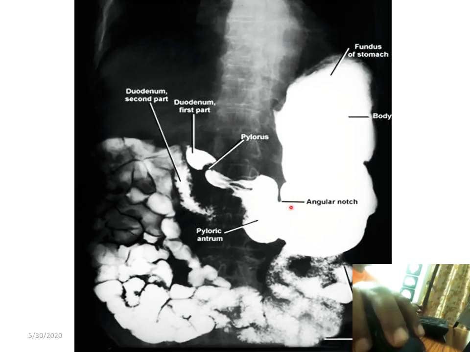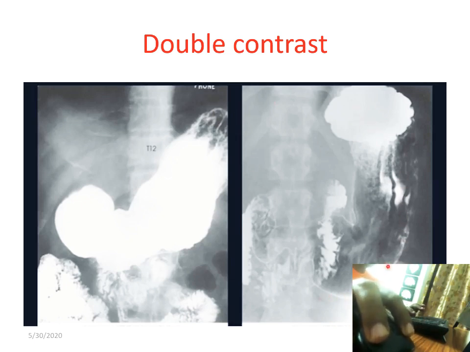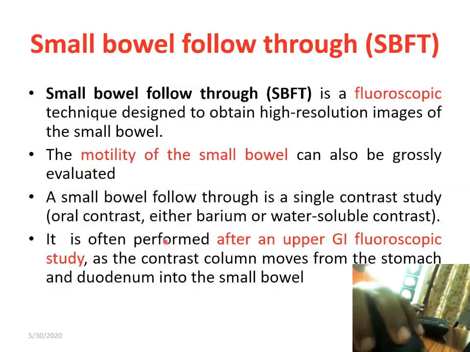So in this barium meal, we can see the stomach and the lower part of the upper GI tract. You can see the notches. You can see the duodenum second part, duodenal first part, pylorus and pyloric antrum. If you give air with double contrast, you can see the mucosal lines so clearly here, and this is the barium meal.